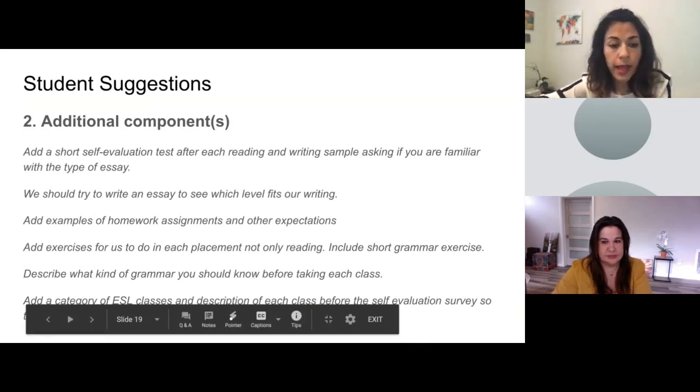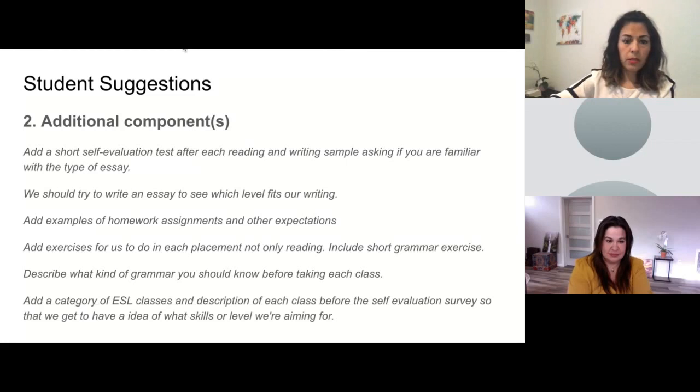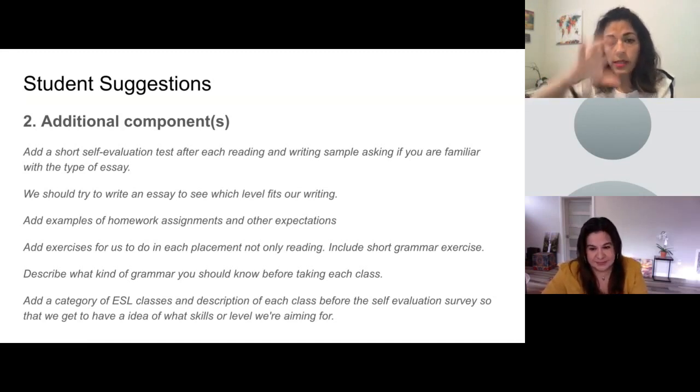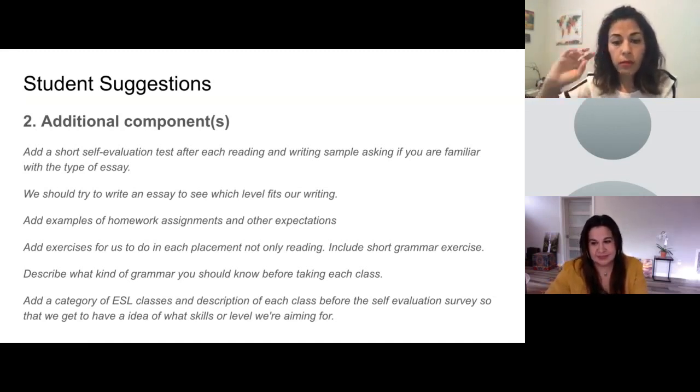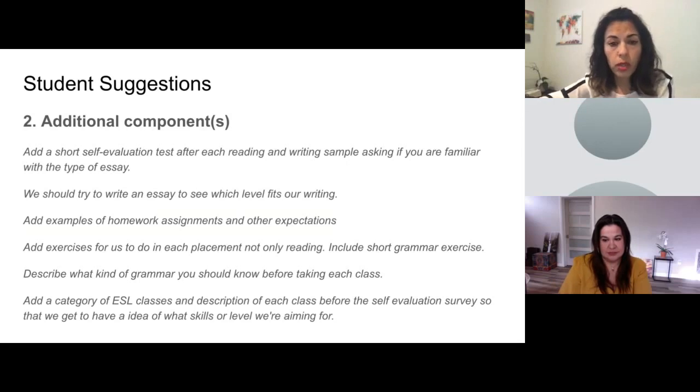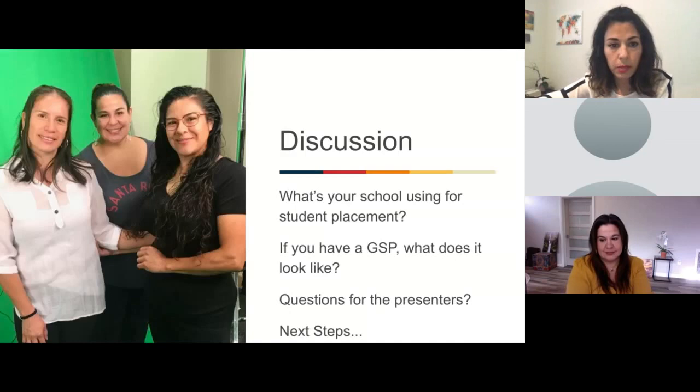And add a category of ESL classes and description to each class before the self-evaluation, so that we get to have an idea of what skills or levels we're aiming for. We didn't have that, and I think in our revision, we're going to add a table description of each level, so that they can see not only the pathway, but the description of each course. We have that in the video, but we don't have that in writing currently in our GSP.